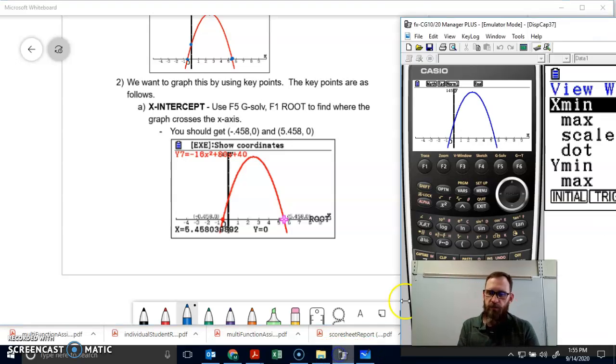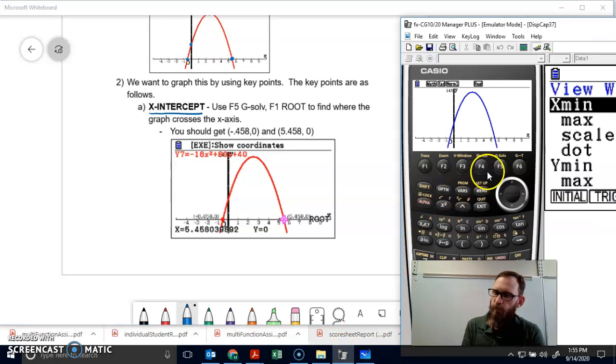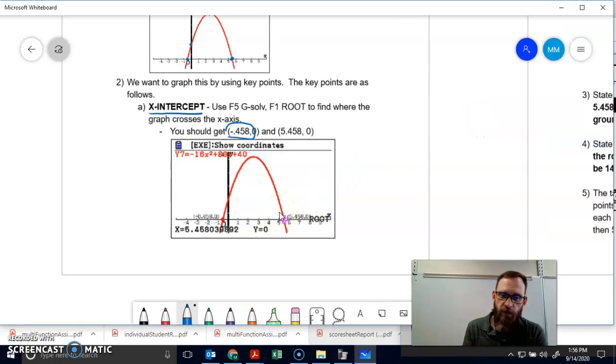But we're going to take the G-solve button, and we're going to first find a key point called the x-intercept. So I'm going to hit G-solve, and we hit F1 root. The word root is another word for an x-intercept. And we're going to find those 2 points. And you can see on my calculator, -0.458, 0. And if I hit the right arrow, it'll bring me over to the other side, the 5.458. So these 2 are my x-intercepts.